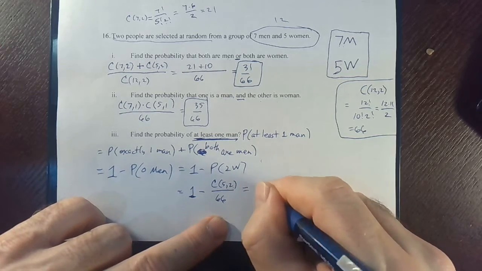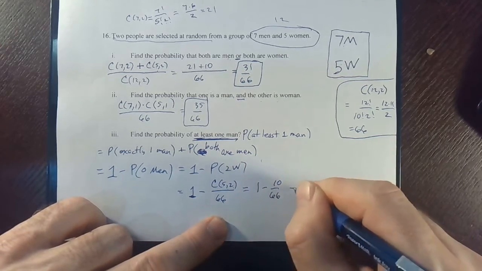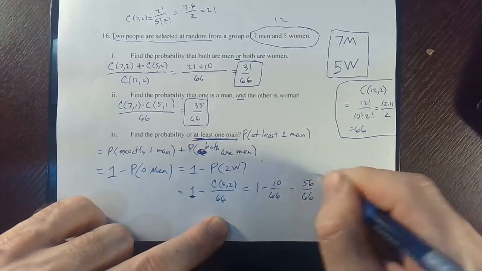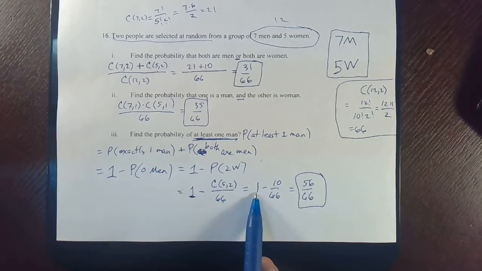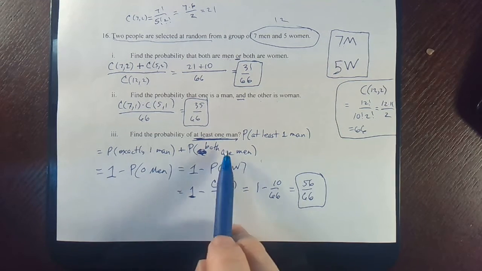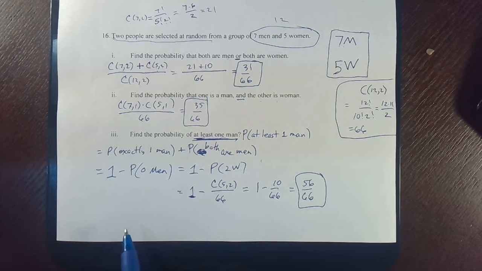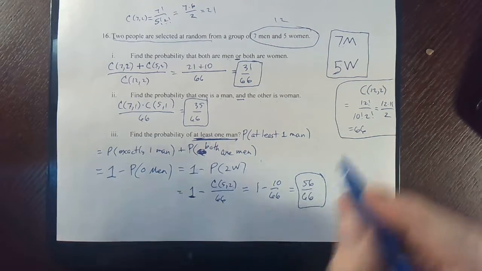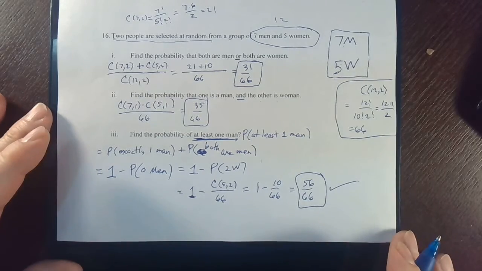So this is 1 minus 10 over 66, which gives us 56 over 66. Because 1 is 66 over 66. 66 minus 10 is 56. So 10 times out of 66, you're going to choose both women. The other 56 out of 66, you're not going to have both women. You're going to have either one man and one woman, or 2 men. In other words, at least 1 man. So this is the answer for the probability of at least 1 man.